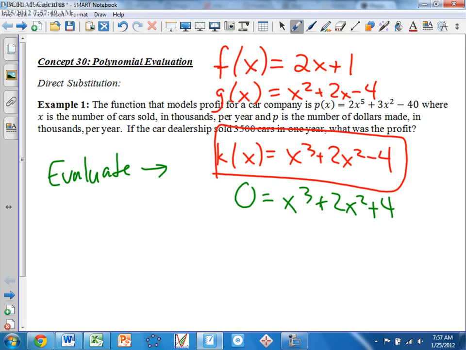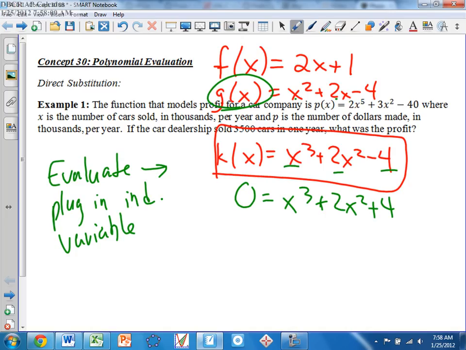But evaluate means when you plug a number in for x and you get a value of y out. Okay, so for evaluate, you plug in the independent variable. Now, the independent variable could be x, it could be t, it could be w, it doesn't matter. But remember, the independent variable is this one over here. It's the one that's in the parentheses of the function. The dependent variable is this part right here, which we call y.